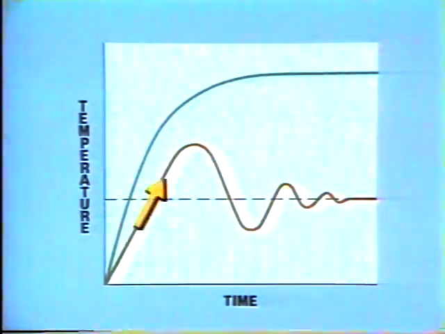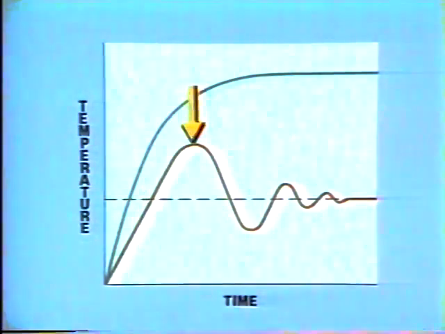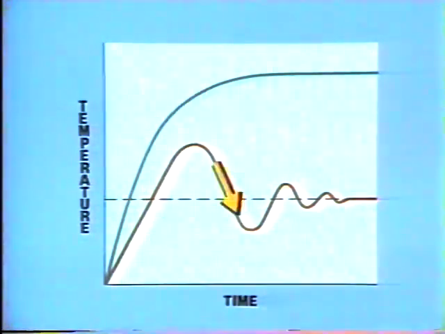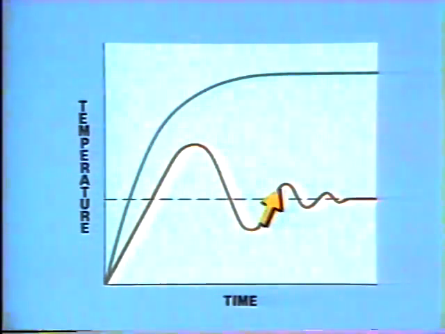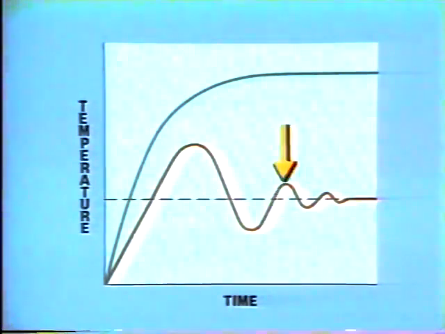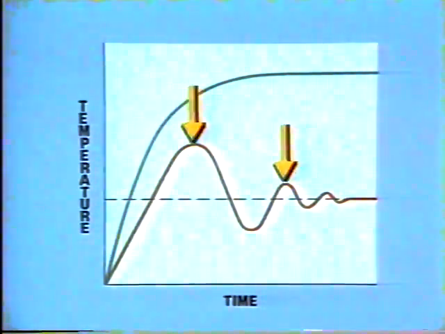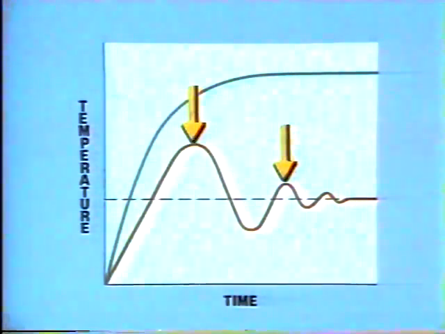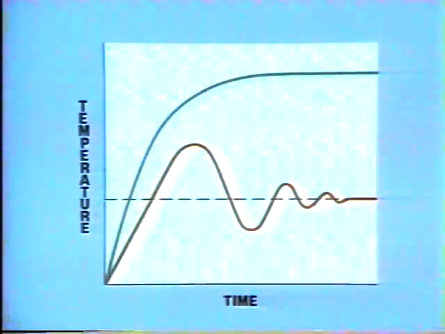Here you can see that the cooling water temperature has increased until it has passed set point. This is the first overshoot. Here it decreases, then increases, until it again passes set point. This is the second overshoot. The height of these overshoots can be used as an indication of how good the control is.